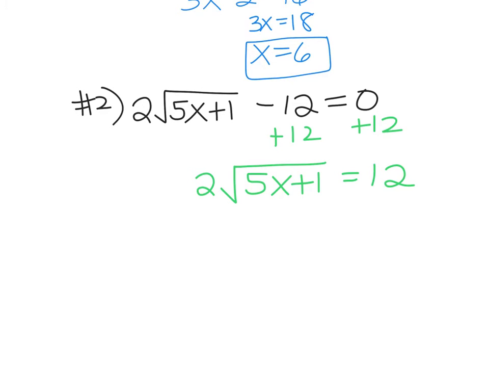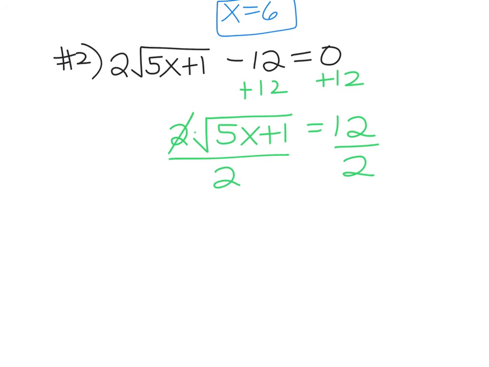So 2 is part of the radical? 2 is in front of it. So now we can divide by 2. So 2 is being multiplied to the radical. It's like if you had 2x equals 10, you would divide by 2 to solve. So now that's what we're going to do. We're going to divide both sides by 2. So over here, the 2's reduce, leaving me with root 5x plus 1. And over here, this is 6.